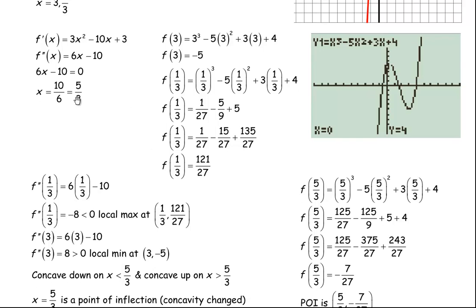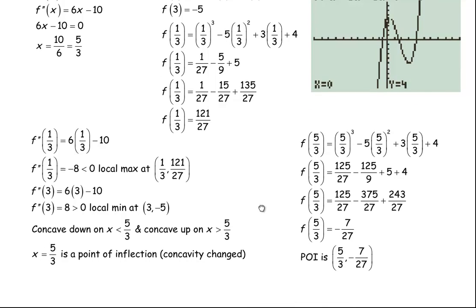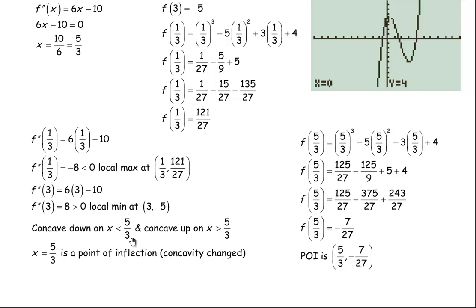Now, just so we can say what the actual point of inflection is, let's take the 5/3 and just like we did here, also put the 5/3 back into the original function, and we get -7 over 27. You can go through all the calculations if you wish. So the point of inflection is 5/3 comma -7 over 27.